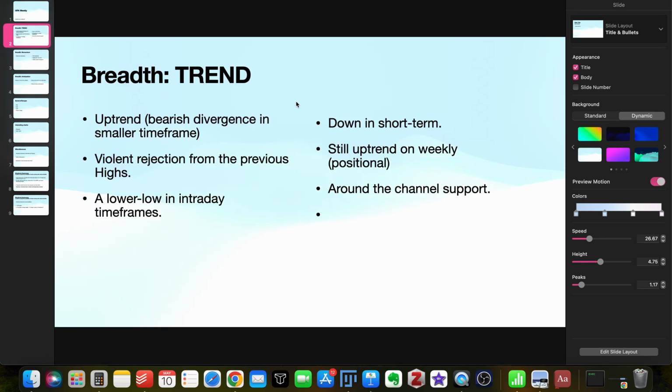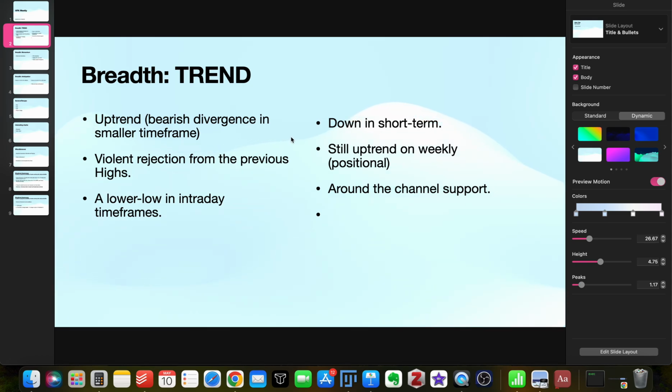Last week, what we discussed about the trends of the markets was that we were still uptrending, but we saw bearish divergence in a smaller time frame. We also saw a violent rejection from the previous highs. This was last Friday, along with a lower low in intraday time frames. I will point these things out on the chart too. A lower low on an intraday time frame basically meant that we were starting a downtrend. That's basic Dow theory. So, what happened?